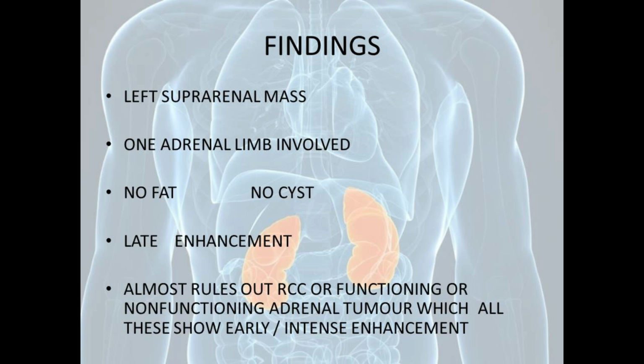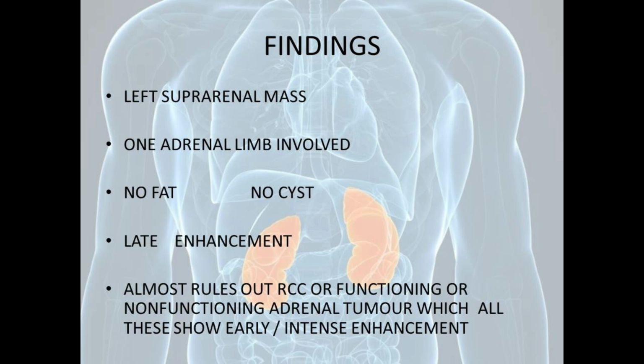Now we have to think about the differential diagnosis. The two most common ones in adrenal mass will be either adenoma or a metastasis. We definitely ruled out adenoma by the CT washout, and it was also ruled out by other MRI sequences, and hence it is not at all in our differential diagnosis.